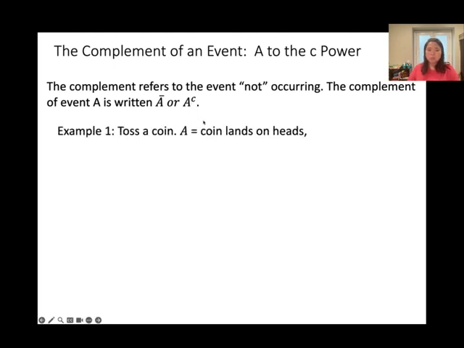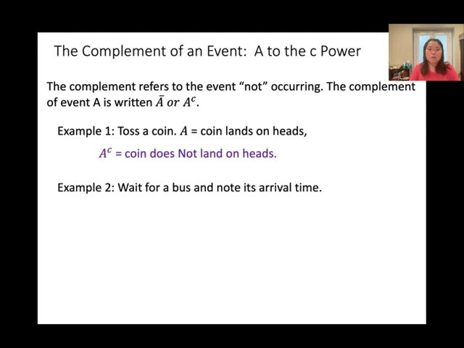So what does the complement mean? You could think about the event happening and not happening. For example, when I toss a coin, I let the event A equal the coin lands on heads. So what is the complement of A? It will be the coin does not land on heads. The coin not landing on heads means I will get tails. So the complement means the event is not occurring.